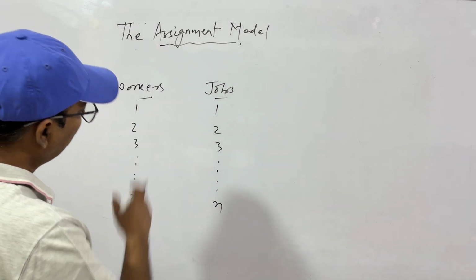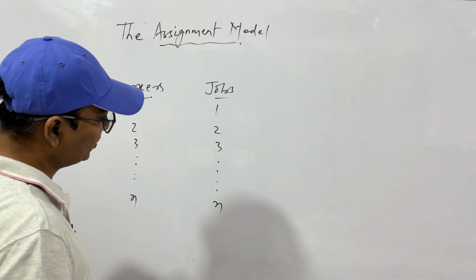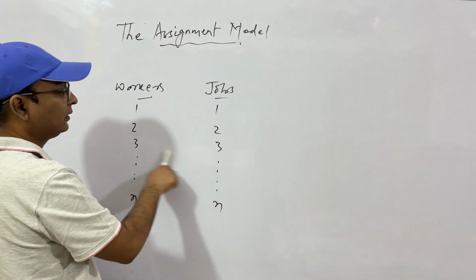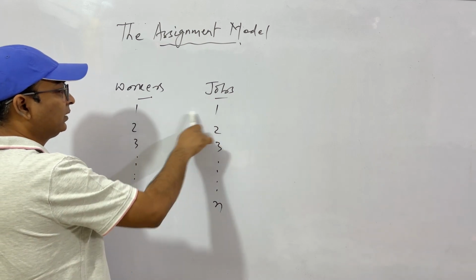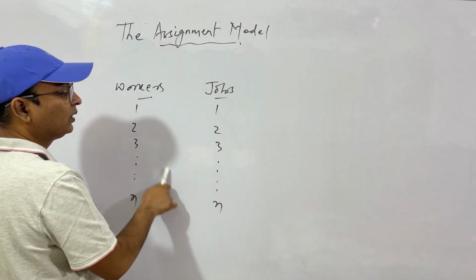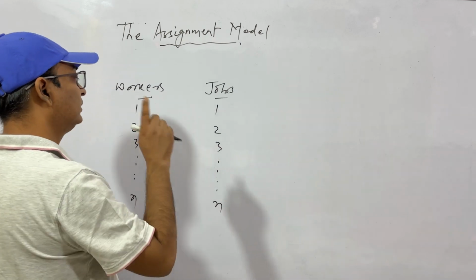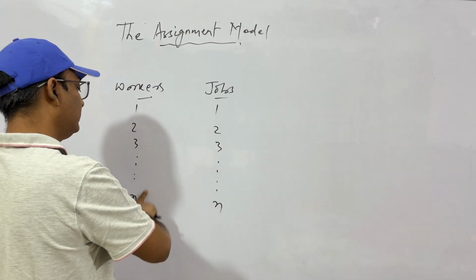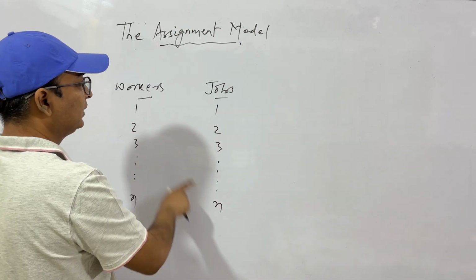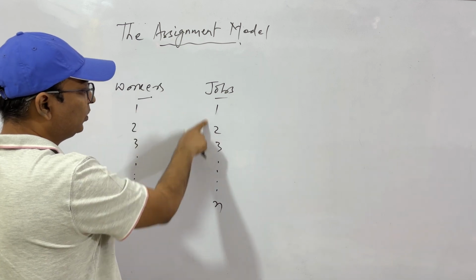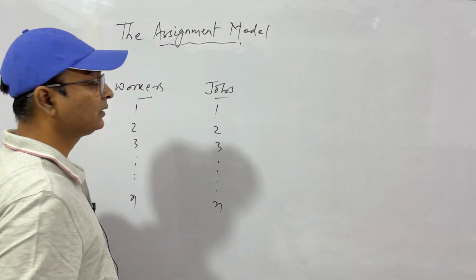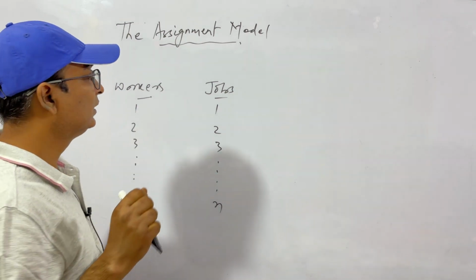Now, if we have n number of workers and n number of jobs, and the first worker can do all these n jobs, the second worker can also do all the jobs, the third worker can also do all the jobs. Clear? First thing is, we have n number of workers and n number of jobs. Now, every worker can do all these jobs. The only thing is, the cost of doing that job is different.